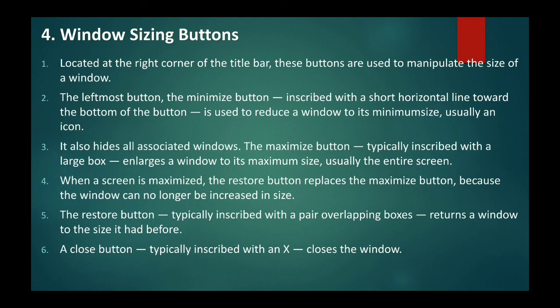With a short horizontal line towards the bottom of the button, it is used to reduce a window to its minimum size. If you want to minimize, we can use this button to make the window its minimum size, usually an icon. It also hides all associated windows. The maximize button is typically inscribed with a large box. I told you that it's a rectangular box. This single rectangular box enlarges a window to its maximum size.